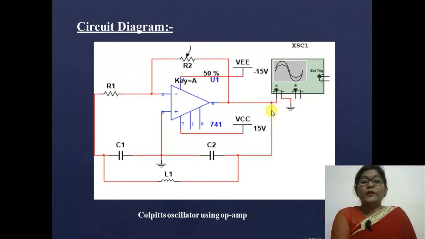These are the channels of the CRO, channel A and channel B. Here no input signal is needed, because the feedback circuit is also given over here. In oscillator no input signals are required, so you can check the result directly at the output pin, that is pin number 6, and the output will be displayed on the CRO. So this is your complete circuitry using op-amp IC, and you can change the value of components like R1, R2, C1, C2 and inductor, etc.